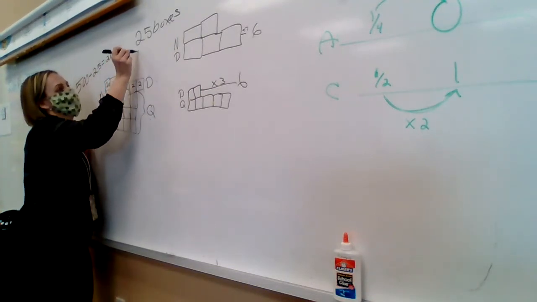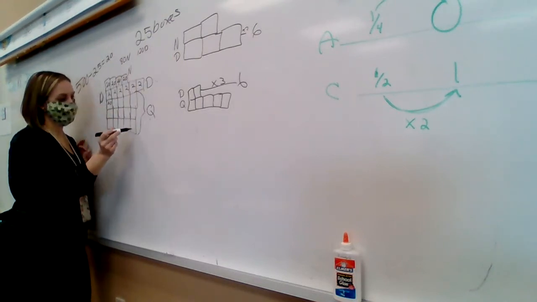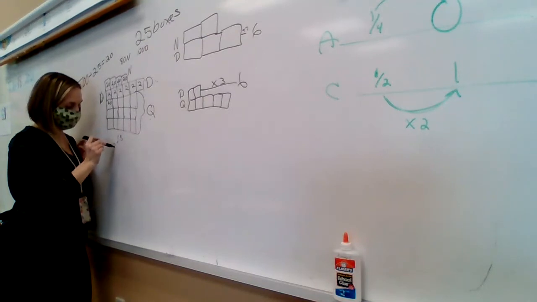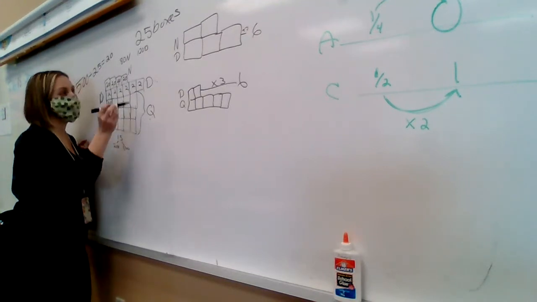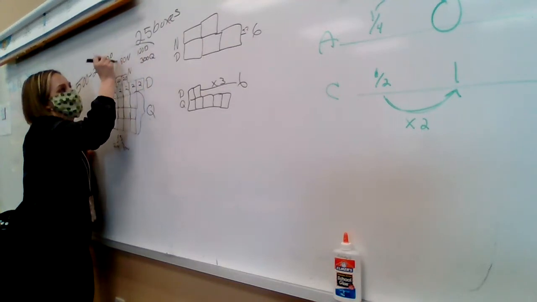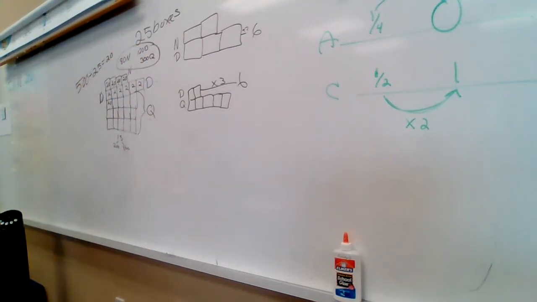120 dimes. And there's 20 times 15. So that's 200, and that's 100. So there are 300 quarters. They're gonna ask how much money. How much money?